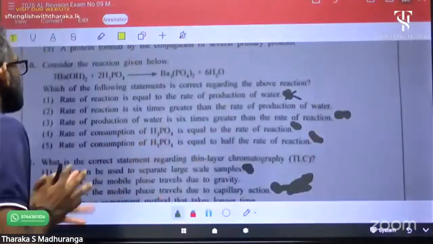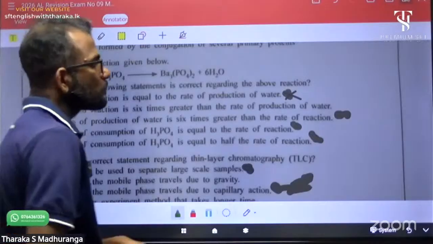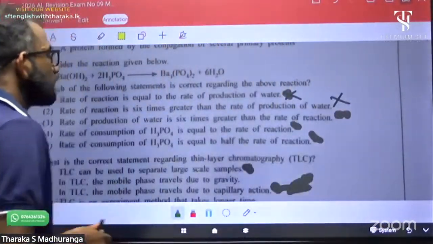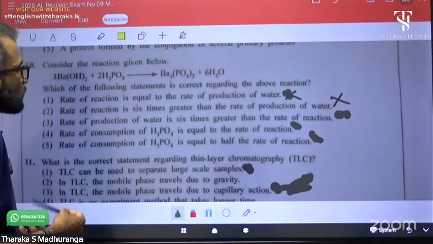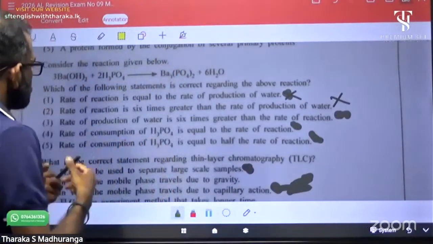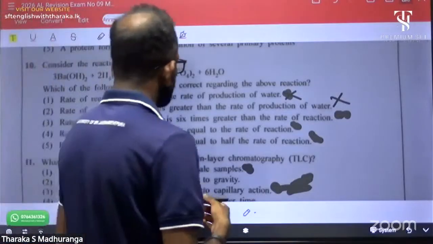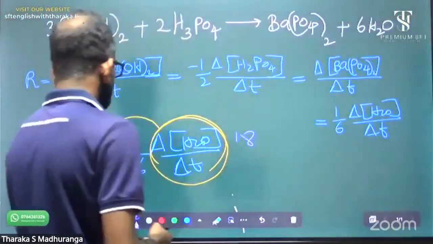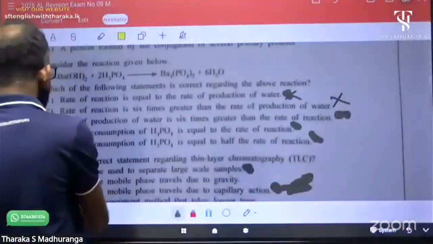Now, be very careful. Rate of reaction is 6 times greater than the rate of production of water, no. This would be 6 times less than. The rate of production of water is 6 times greater than the rate of reaction. Maybe it's on the opposite side, it is okay, right? The rate of production of water is 6 times greater than. Yes, here 18, here 3, it needs 6 times greater than, yes. The thing is, you have to be very careful.